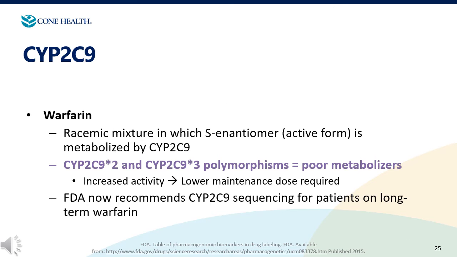As I mentioned, warfarin is one of the most commonly affected substrates. It's a racemic mixture in which the S enantiomer, which is the active form, is metabolized by CYP2C9. Alleles 2 and 3 are polymorphisms that indicate poor metabolizers. So again, with poor metabolism of the active form, these patients will have increased activity and may require lower doses to achieve the desired INR. This also means that if the dose is not lowered, patients can experience undesired side effects or increased risk of bleeding. The FDA actually now recommends testing for patients on long-term warfarin, though this is not always done in practice.